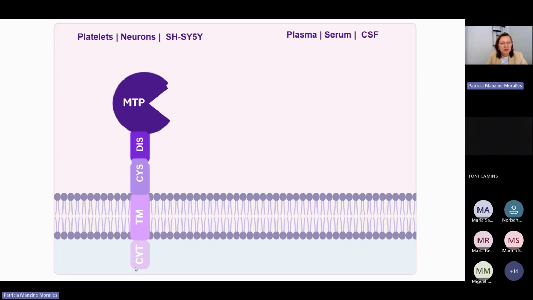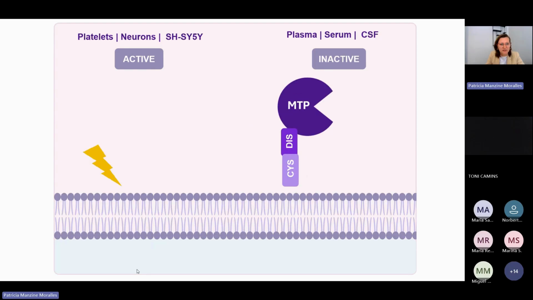So in summary, we can hypothesize that ADAM10 in platelets, in SH cells, and in neurons appears to be in its active form when present in the plasma membrane, and that after the cleavage process, ADAM10, for example, its form becomes inactive and is present in media such as plasma, serum, and also the CSF.